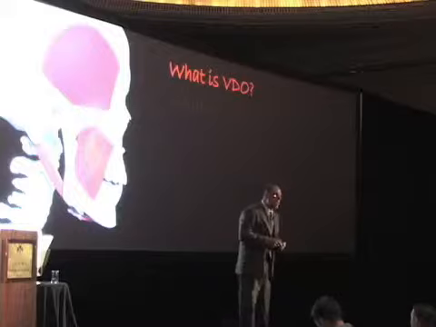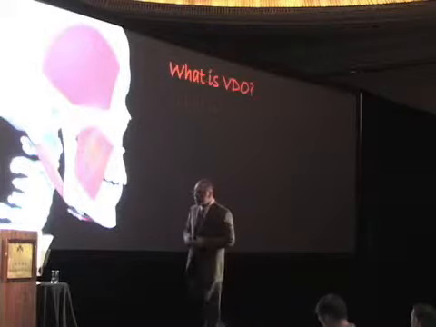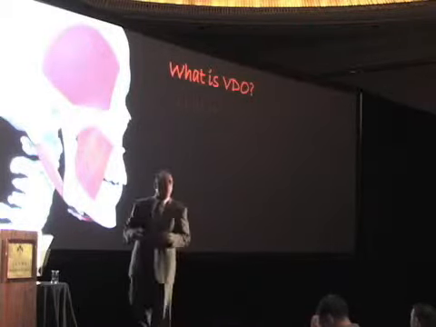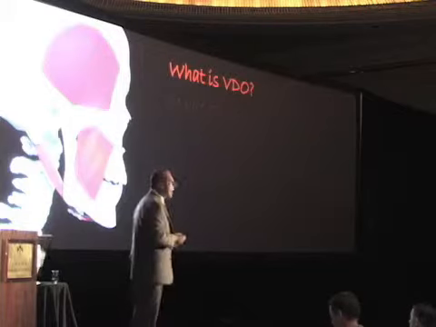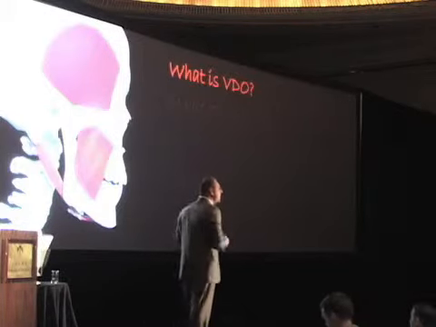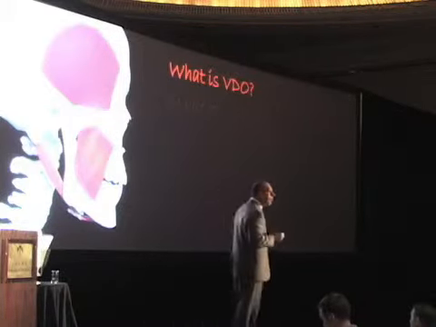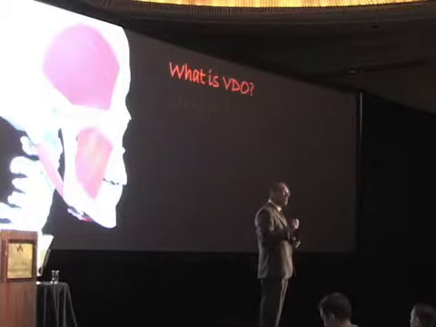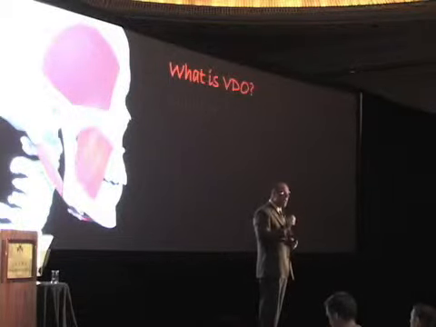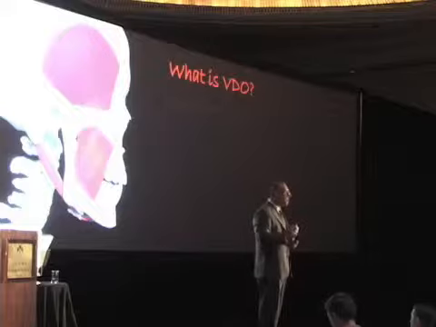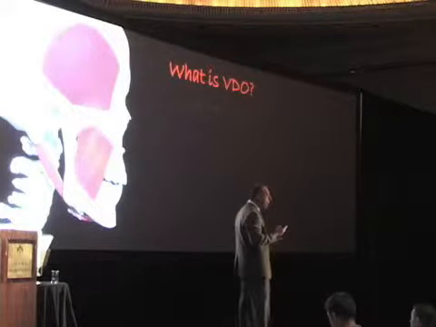If we don't get paid for it, we typically won't do it. So let's ask the question then, what is VDO? And I like to think about it like this. Vertical dimension of occlusion is simply an equilibrium between tooth contact position and contracted muscle length. It's just an equilibrium between those two things.